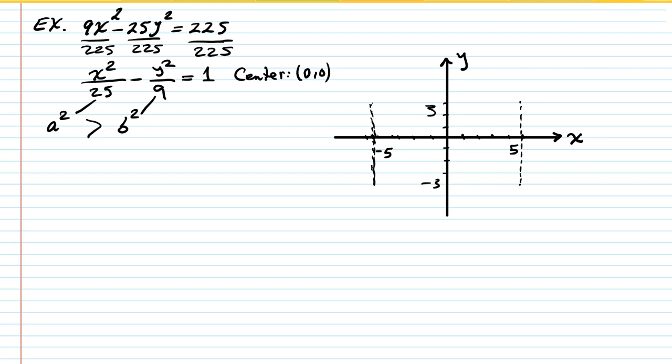Remember, they're dotted lines because they're not part of the graph. Then I draw the horizontal sides parallel to the x-axis. They've got to go through 3 and -3. Okay, so this is -3.